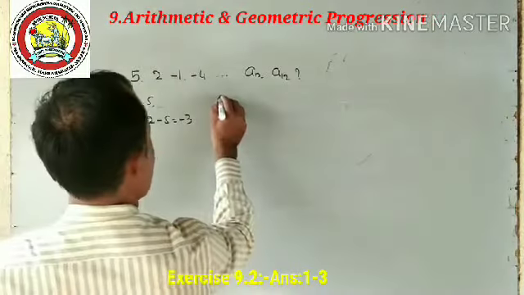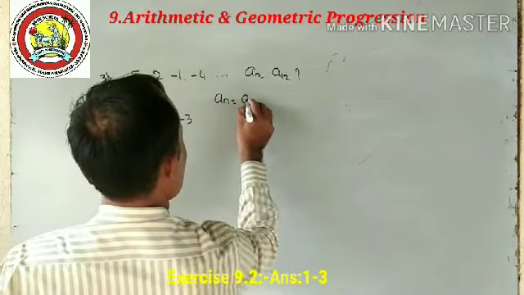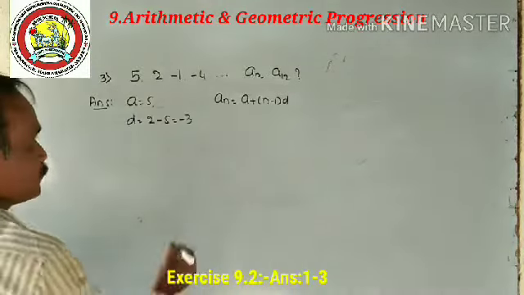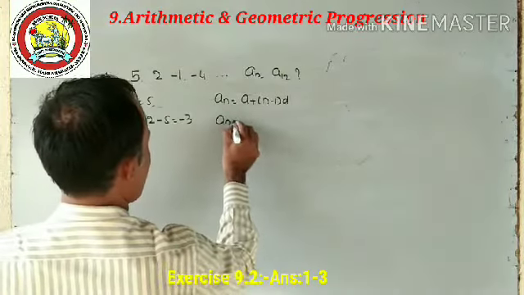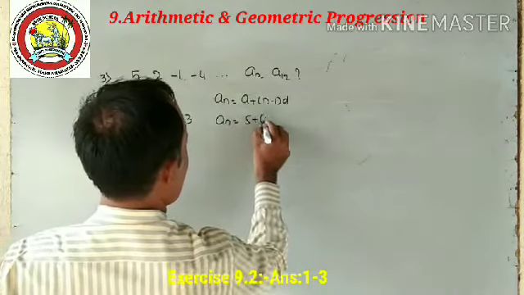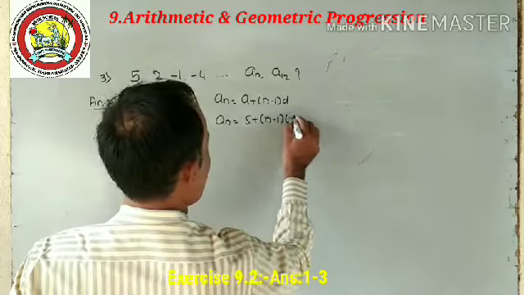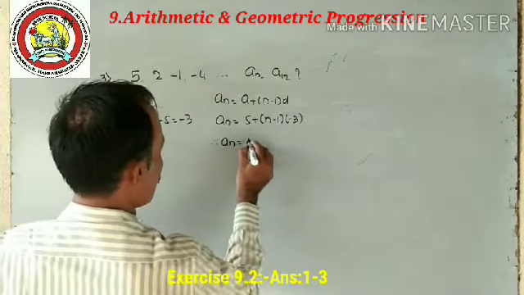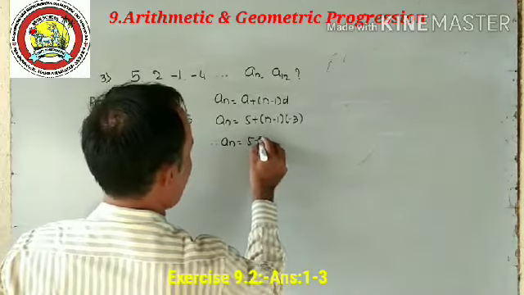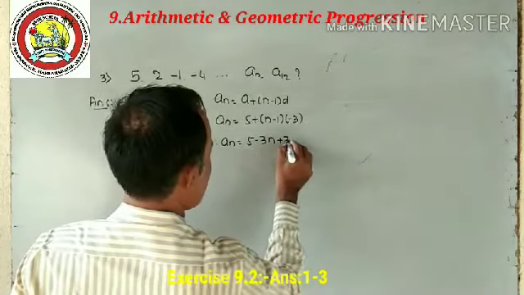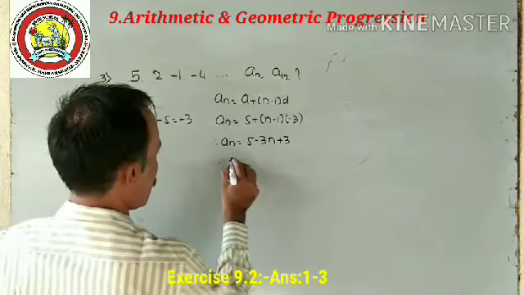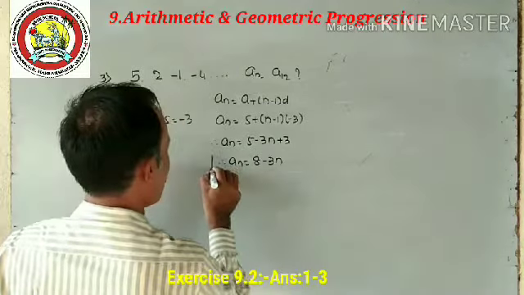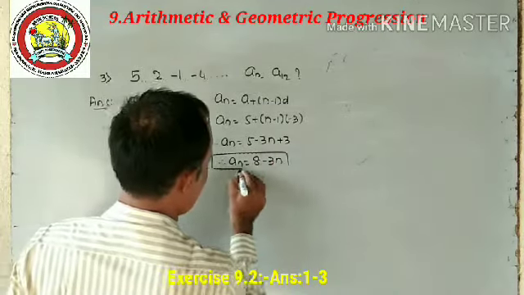Find the value of An first. Formula: An is equal to A plus (n minus 1) into d. So An is equal to 5 plus (n minus 1), d value minus 3. Therefore, An is equal to 5 plus, minus into minus, minus 3n, minus into minus, plus 3. Therefore, An is equal to 8 minus 3n. Yes, this is the nth term.